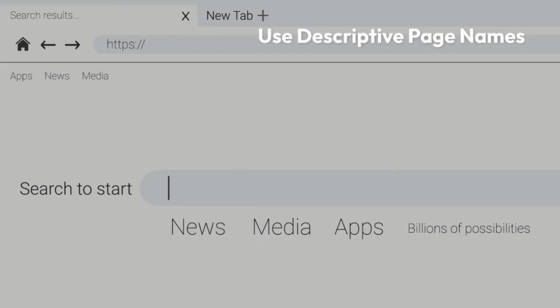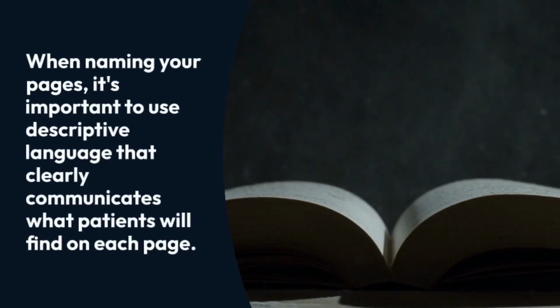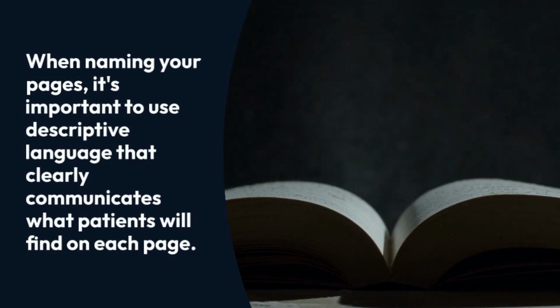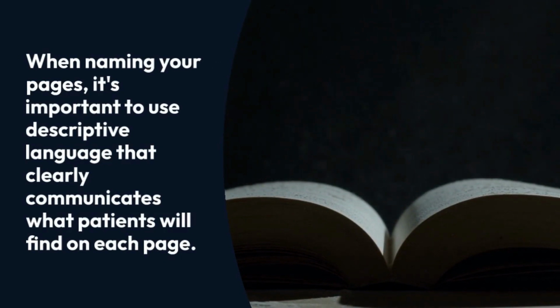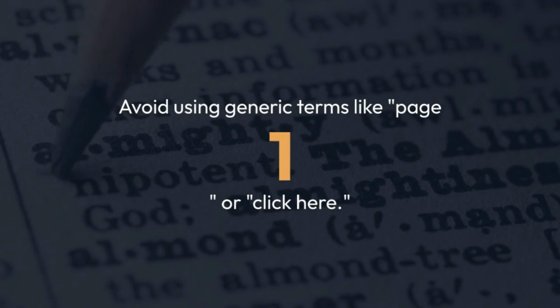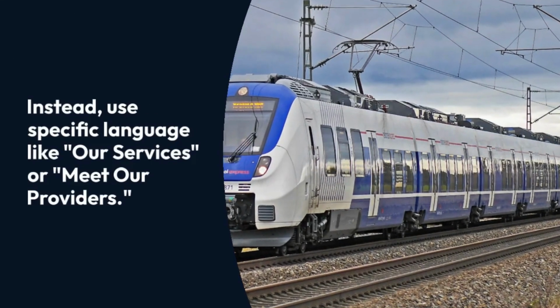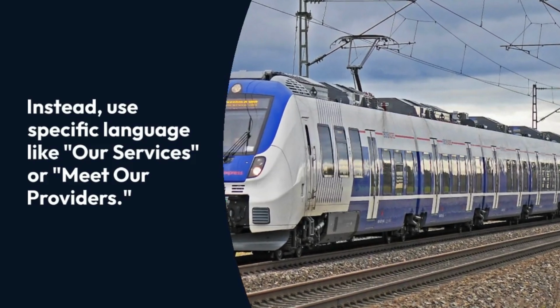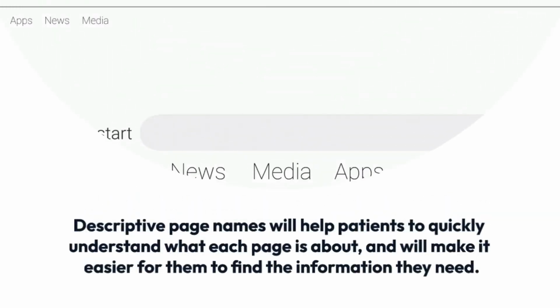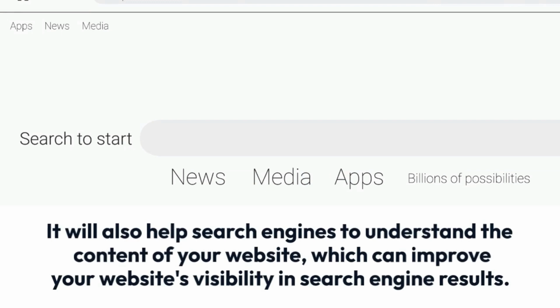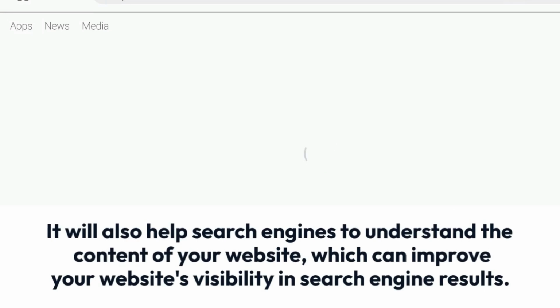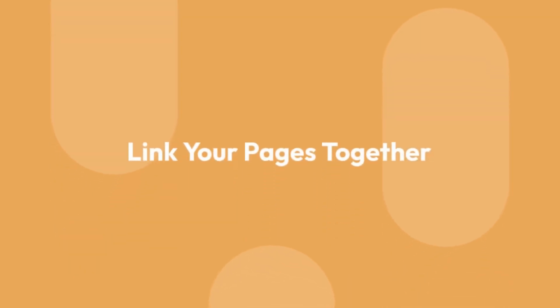Use descriptive page names. When naming your pages, it's important to use descriptive language that clearly communicates what patients will find on each page. Avoid using generic terms like page 1 or click here. Instead, use specific language like our services or meet our providers. Descriptive page names will help patients to quickly understand what each page is about, and will make it easier for them to find the information they need. It will also help search engines to understand the content of your website, which can improve your website's visibility in search engine results.